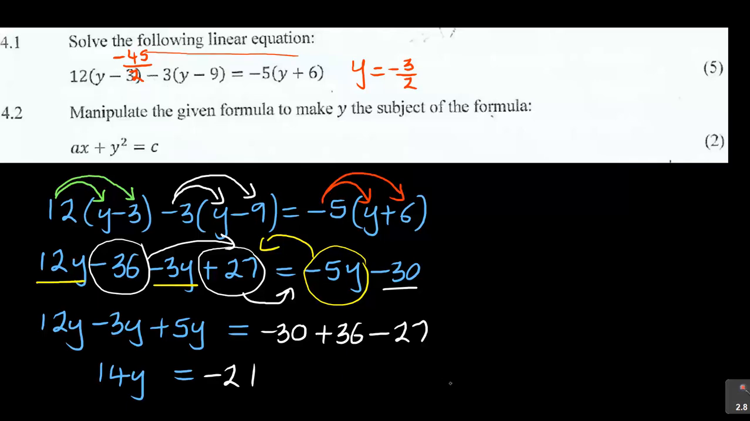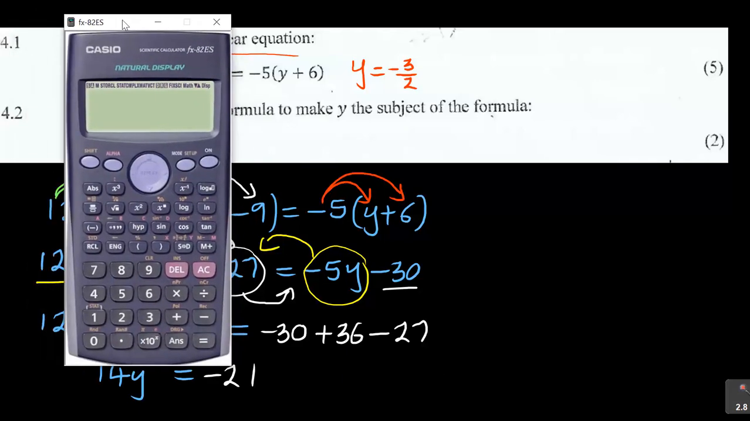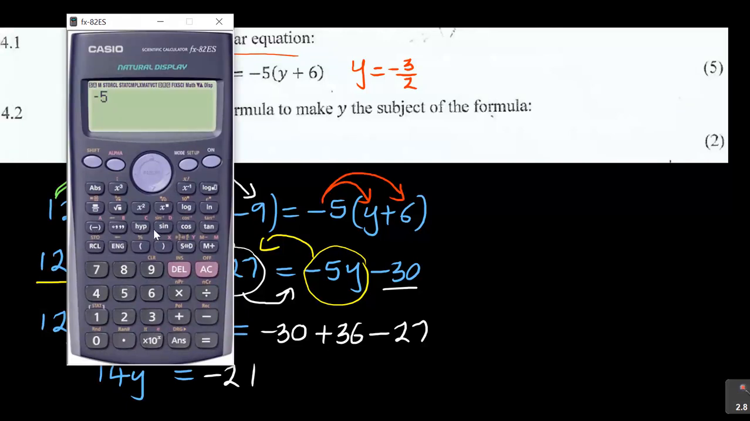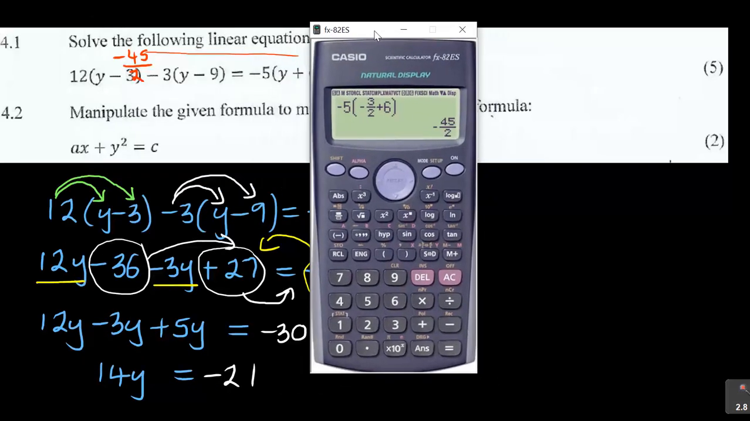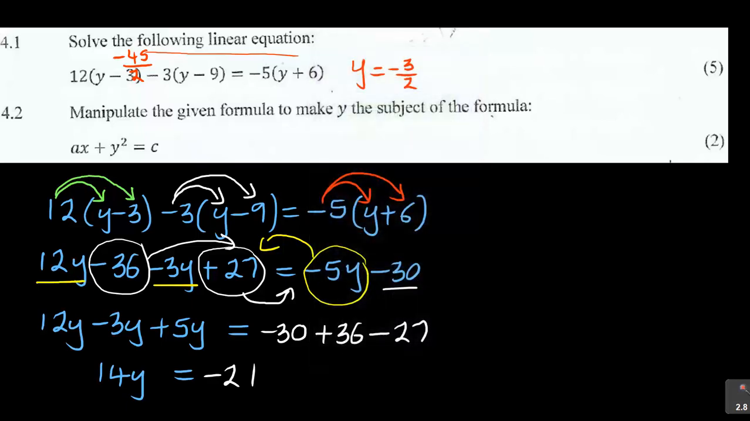Just input the value on the right hand side. So it's minus 5 times negative 3 over 2 plus 6. You always need to test your answer in the equation. It's minus 45 over 2. So you can see the left hand side is minus 45 over 2, and the left hand side is equal to the right hand side. So this answer is definitely correct. That's how you do that, and that's how you solve that.